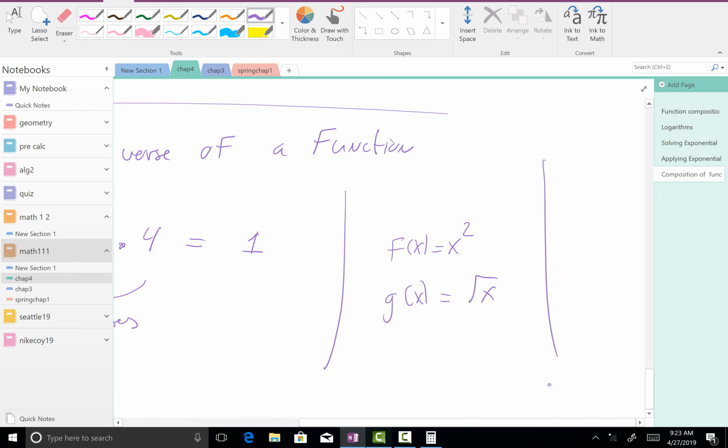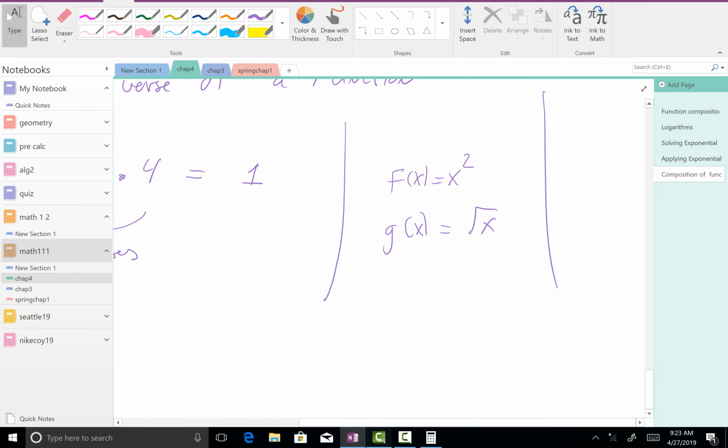So, a square root. All right? Because what does a square root do to the square? It takes it out. It undoes it. All right? So that's the idea behind an inverse. It's kind of like, well, what undoes that function? That's the idea behind an inverse.